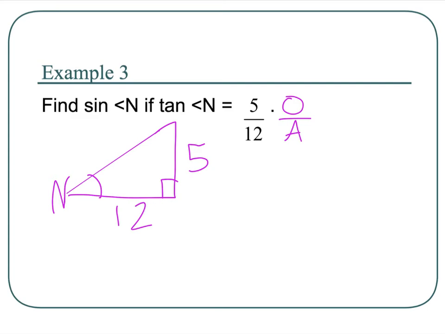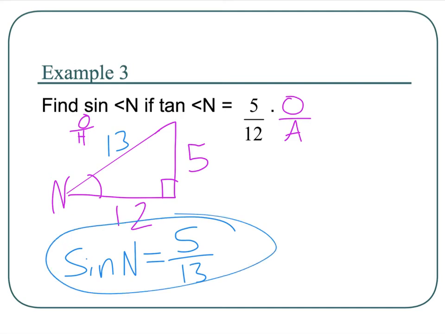Well, I want sine, and sine is opposite over hypotenuse. I don't have my hypotenuse. Could I find it? If you know your triples, real easy. It's a 5, 12, 13 triangle. So what is my sine of angle N? I don't even need to write angle. We'll just say sine of N is equal to opposite over hypotenuse, 5 over 13. So we had to create our triangle, find the missing side if necessary, and then finish out the problem. Voila.